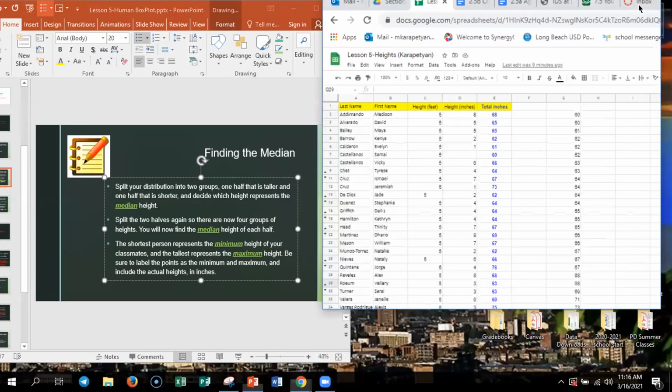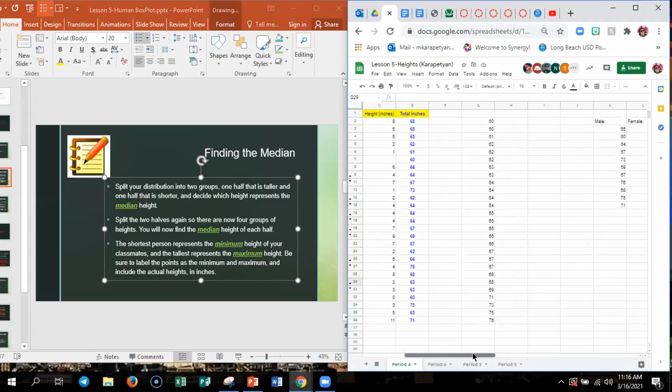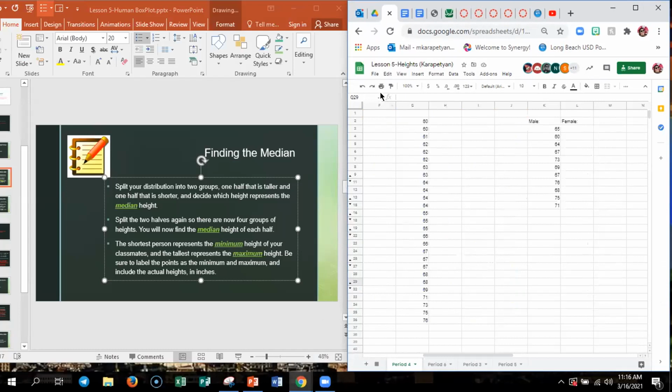Because in sharing my desktop, I can do this with our data and we can work with our data right here. So here is all of our data. What we're going to do is find our median. That's the first thing we want to do. We're going to find our median.